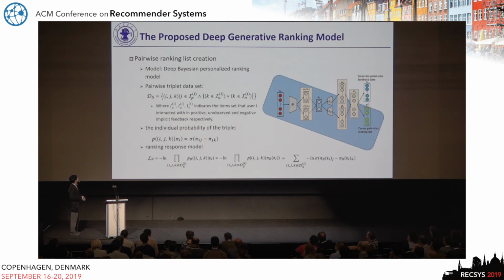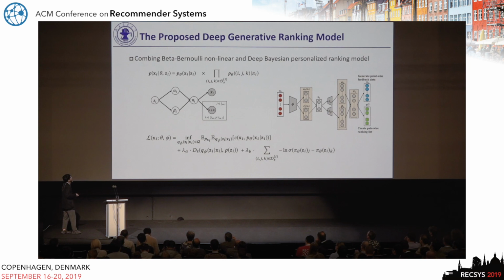And the second part is pairwise ranking list creation. In this part, we propose a deep Bayesian personalized ranking, motivated by the traditional Bayesian personalized ranking. But we create a pairwise triple dataset according to users' positive, unobserved, and negative data. And also we introduce a probability based on the user's ranking score and a sigmoid function to measure the user's ranking preference. And also the likelihood looks like this.